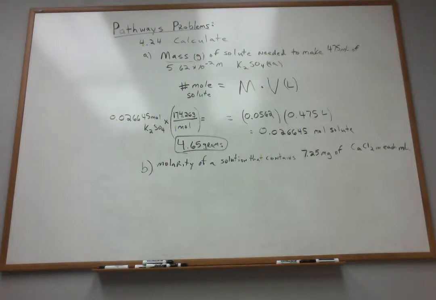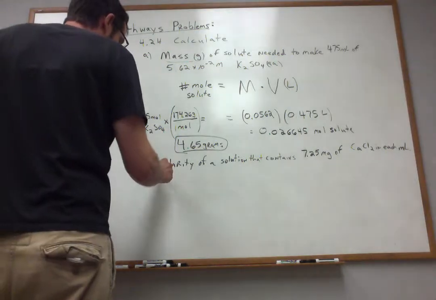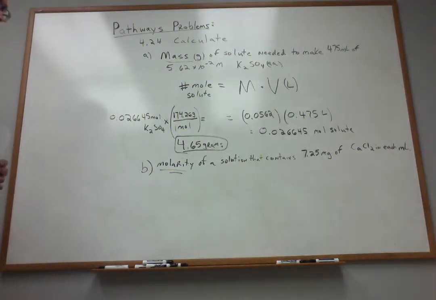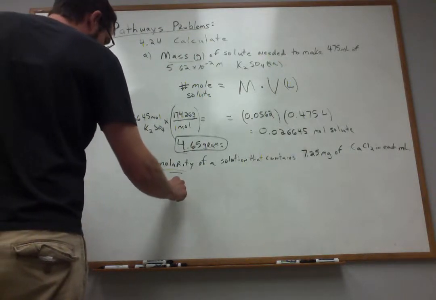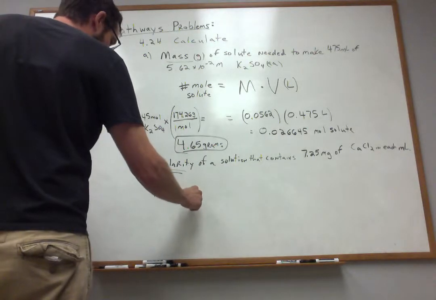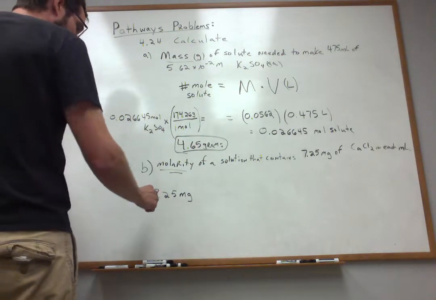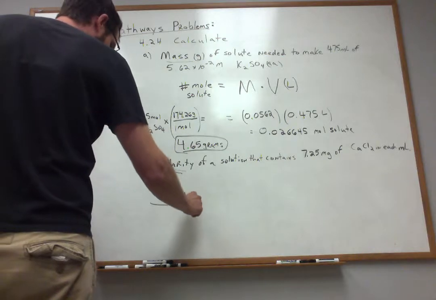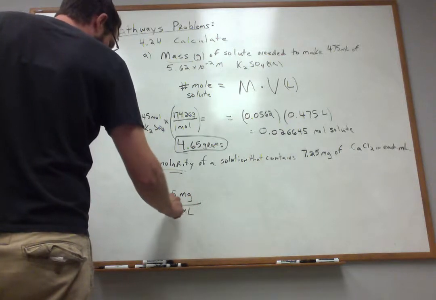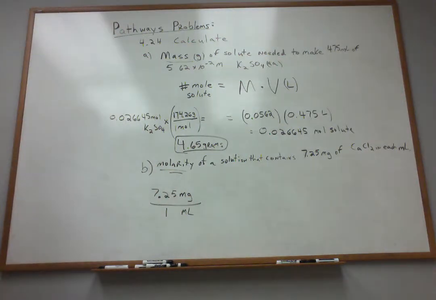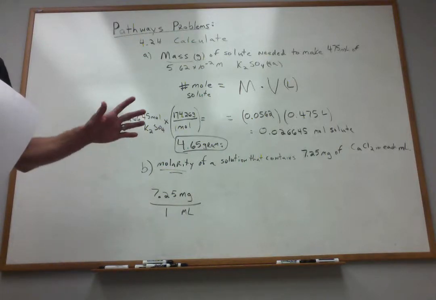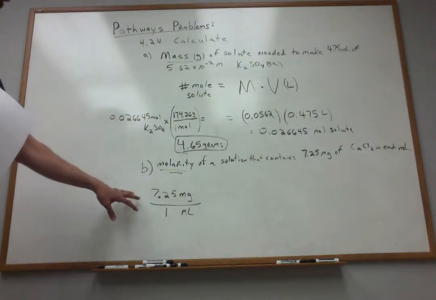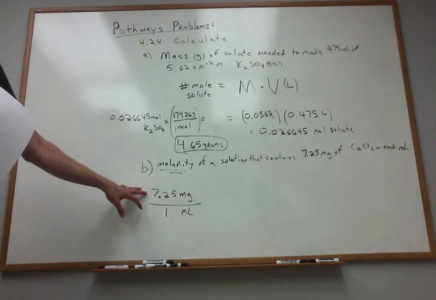Now, part B. We want to know what is the molarity, that's the capital M, moles per liter, of a solution that contains 7.25 milligrams of a solute, here that solute's calcium chloride, in each milliliter. Okay, so this problem's a little bit different. They tell us that they have a solution that they prepared of calcium chloride, and again, I think they used the words, I wrote the formula here. It's 7.25 milligrams calcium chloride.